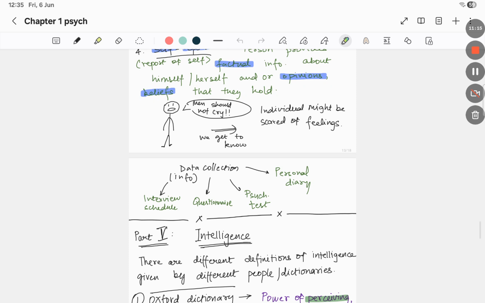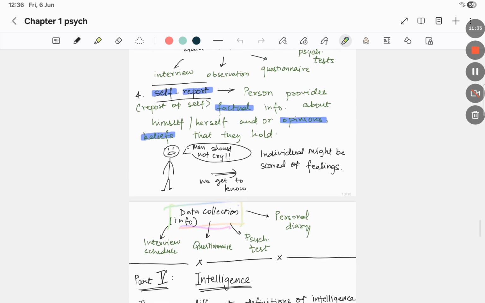So for data collection here, information can be gathered through an interview or a schedule, questionnaire, psychological test, or through a personal diary. You get to know about a person's thoughts, feelings, etc. That is how data is collected here. And with this we come to the end of part 4.